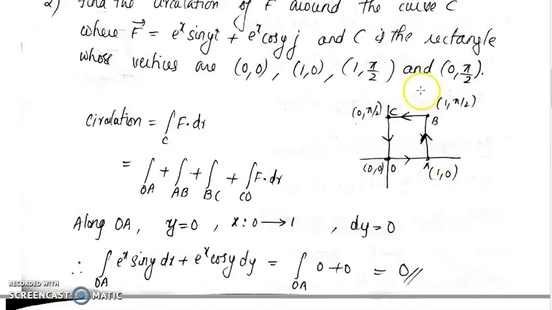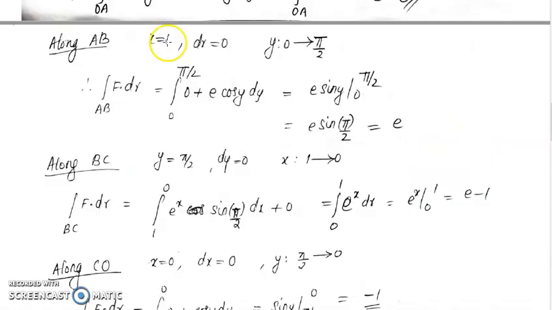Now along AB, you can see that x is fixed. x is equal to 1 and y varies from 0 to pi by 2. So dx is equal to 0, y varies from 0 to pi by 2. So integral over AB f dot dr is from 0 to pi by 2. The first term, since dx is 0, will be 0. So the second term e cos y will come. So that is e sin y. So the integral is e sin y from 0 to pi by 2. So that is e sin pi by 2, which is equal to e.